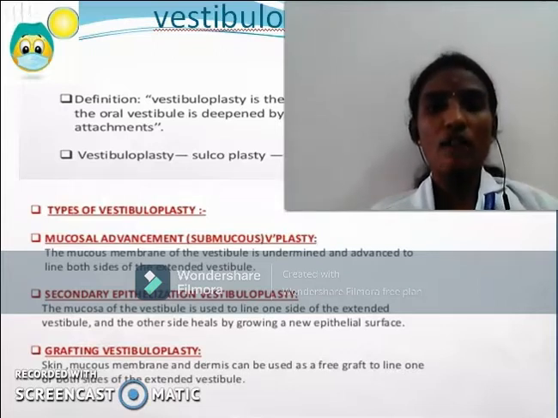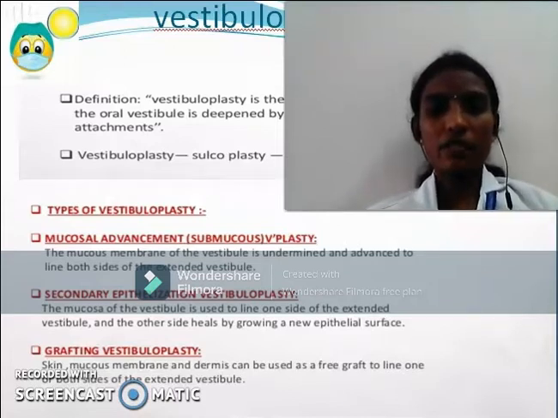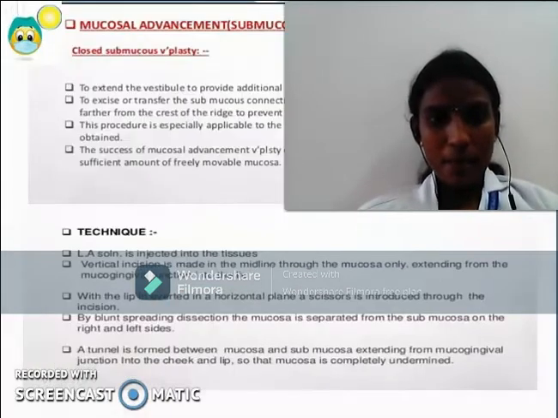Vestibuloplasty. Vestibuloplasty is a surgical procedure whereby the oral vestibule is deepened by changing the soft tissue attachment. It is a sulcoplasty, a sulcus deepening procedure. Types of vestibuloplasty are mucosal advancement, P-plasty, secondary epithelial vestibuloplasty and grafting vestibuloplasty.